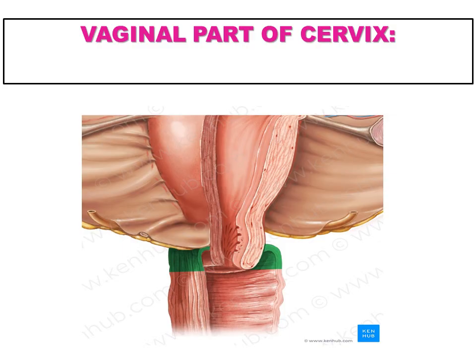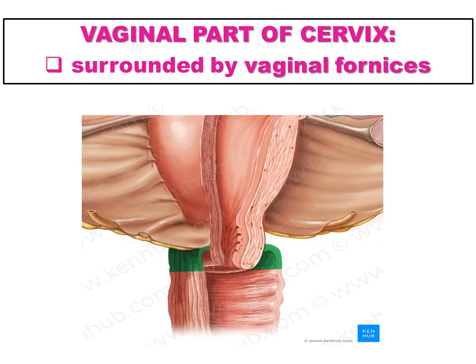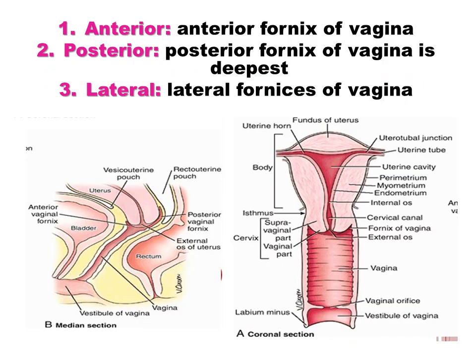The vaginal part of the cervix is surrounded by the vaginal fornices. Anteriorly, the vaginal part is related to the anterior vaginal fornix. Posteriorly, it's related to the posterior vaginal fornix, which is the deepest. Laterally, the vaginal part is related to the right and left lateral fornices of the vagina.